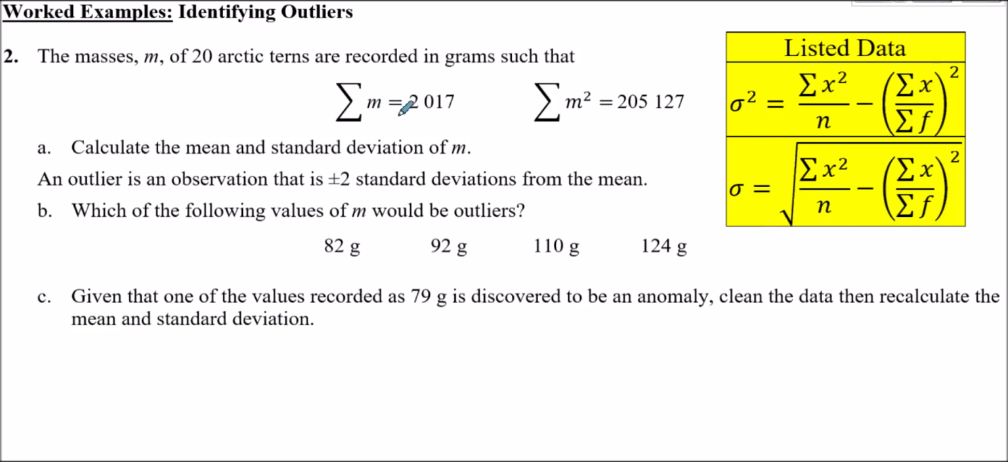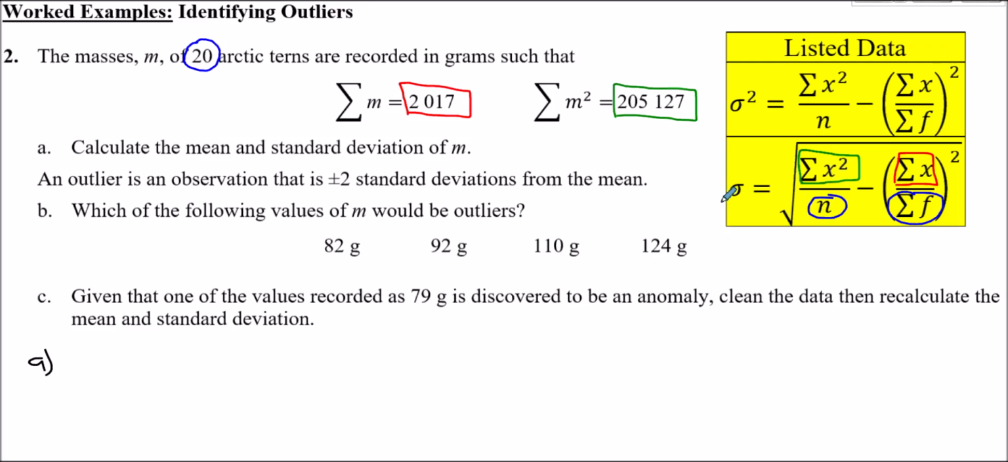And so the sum of m is 2017, and that's, in this case, the sum of x. The sum of m squared is this big figure here, which is essentially this sum of x squared. Now, when it says here n is the same as sigma f, that just means the grand total of all data values, the total number of data values, I mean, and that's 20. And so for part A, all we need to do is type these figures into the ClassWiz.